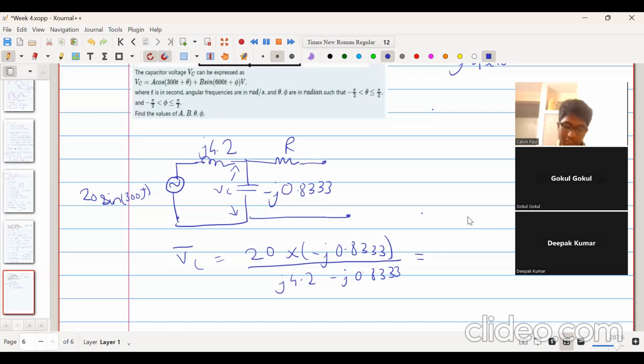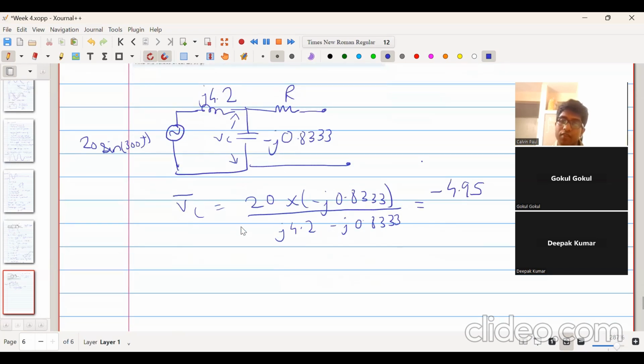How long is it taking to solve this? Sir, minus 5. Okay, the actual value is minus 4.95, approximately 5. So this is the phasor value, that is minus 4.95.